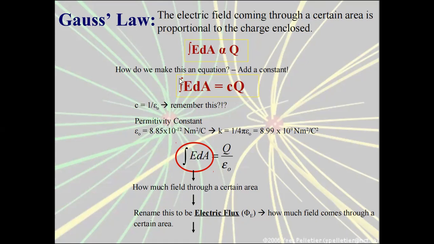So this equation of the electric field can be written as Q by epsilon naught. And this is actually Gauss's law for a bunch of charges in a Gaussian surface. How much field comes through a certain area? We rename this as the electric flux, which is how much field comes through a certain area.